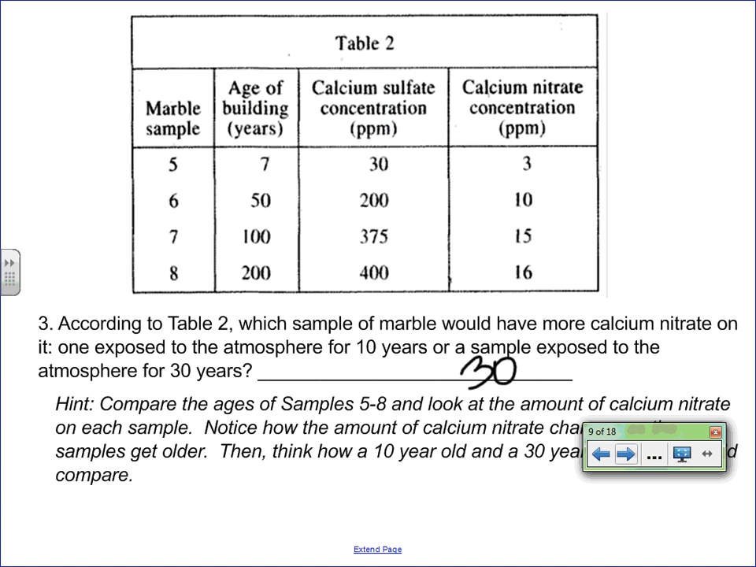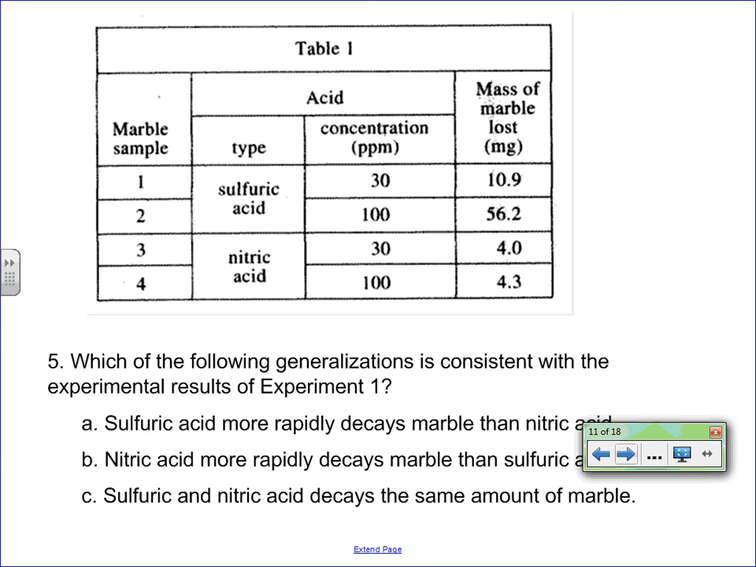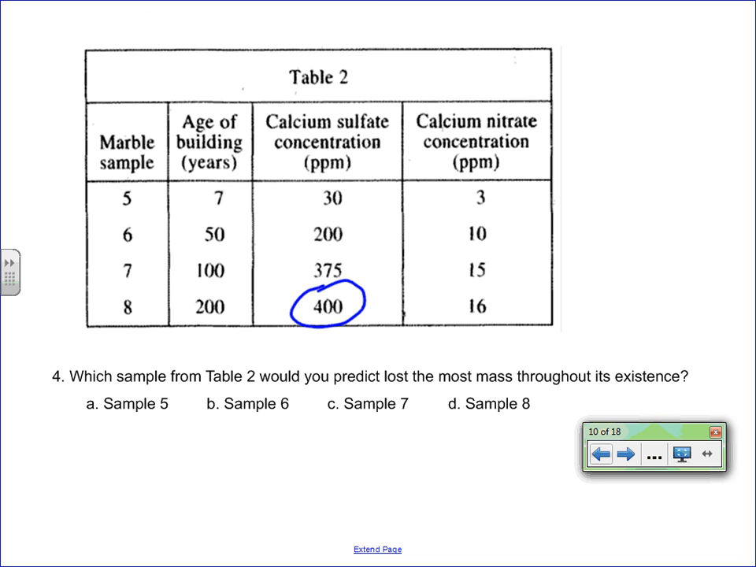So if we take a look then, D actually has the most calcium sulfate and the most calcium nitrate on it. It has the most bad stuff. So that's why even though these numbers are higher here and here, this means it lost the most mass. Because this is junk. You don't want it. So it's kind of a tricky one. Right? In fact, most people who took the ACT missed this one. You just have to know that calcium sulfate and calcium nitrate are bad.